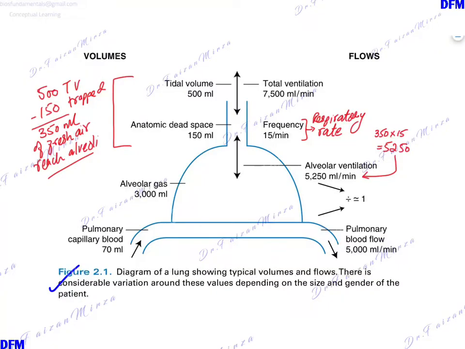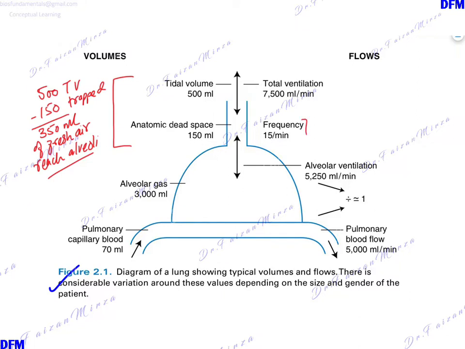So starting off with flow and the volumes, we have already covered that the tidal volume is 500 ml and 150 ml of the air stays in the anatomical dead space, which means that if you subtract 150 from 500, we get 350 ml. So 350 ml of the air actually goes into your alveoli, and this is the fresh air. So exactly 500 will not go there.